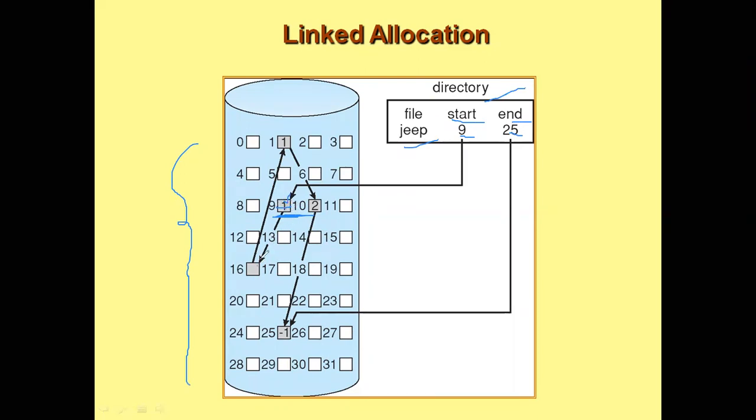Okay, so 9th has a pointer to 13th, this block, okay, and then this 16th block has a pointer to the first block, the first block has a pointer to the second block, and the second block has a pointer to the 25th block. Okay, so this is what is contained in linked allocation. That is, each of the blocks contains a pointer to the next block. So as you can see, the blocks are scattered all over.